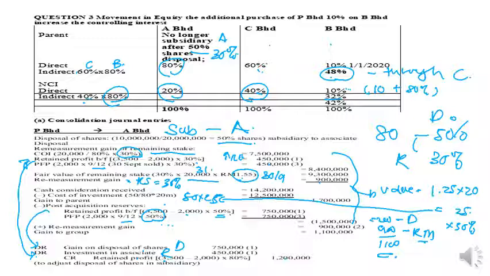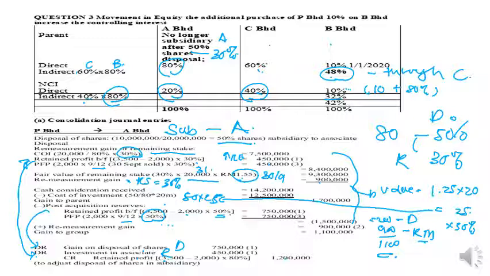For NCI, direct here only has 10%, because the parent has 10%, plus C has 80%. So 10% direct, indirectly through C. For the investment in C, NCI has 40%, so 40 times 80% gives another 32. So altogether you have 32, then you're going to have 100 here. Indirectly, the parent has 48%.